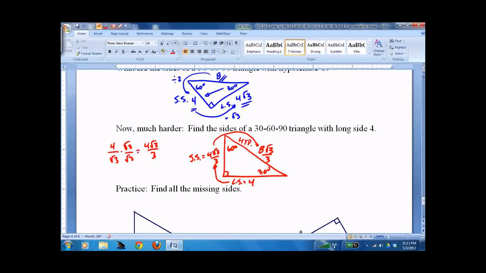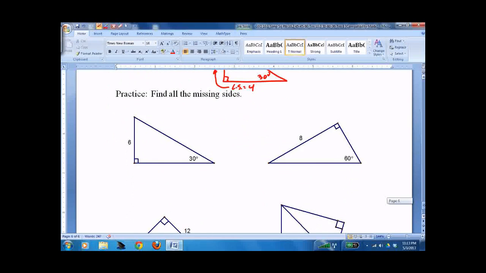It's kind of a hassle. You don't have to deal with these problems that often, but you need to be prepared for them. Multiply by root 3 one way, divide by root 3 the other. Multiply by 2 one way, divide by 2 the other. Always find the short side. Once you get that, you're in good shape.